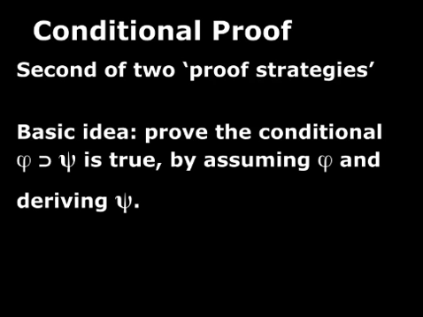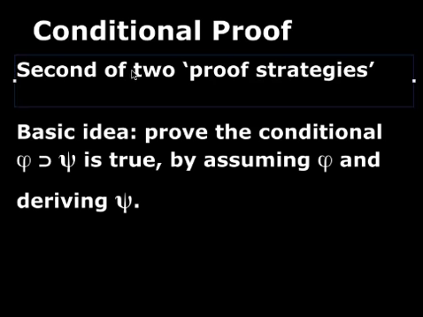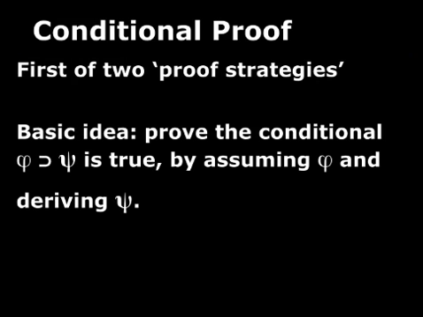This shouldn't say second of two proof strategies. It should say first. Sorry about that. The second one we'll be getting in Chapter 4. I call it proof strategy because it's not a rule, it's not an inference rule, but it's another thing you can do in a proof to derive something.